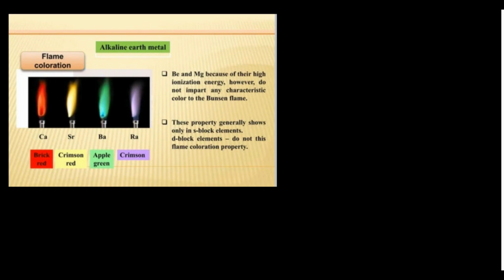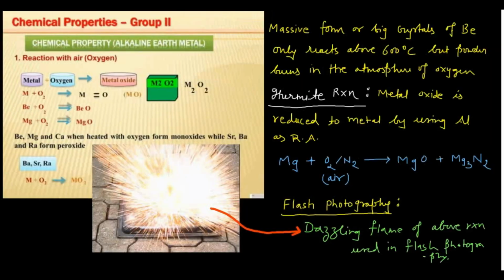Now moving to the next important property. Let's move on to the chemical properties of your group 2 metals. Let's see what is the first chemical property. First is the reaction with oxygen, in air. The air also contains nitrogen, and nitrogen is quite unreactive. Later on we will also see the reaction with nitrogen. First of all, all the metals of group 2 will combine with oxygen to form the metal oxide.